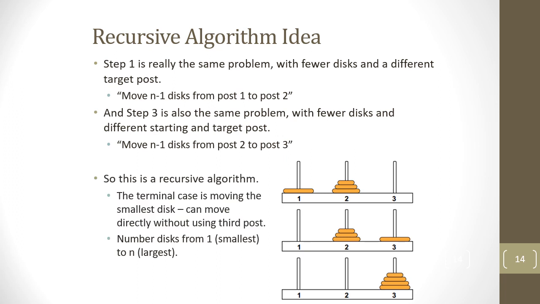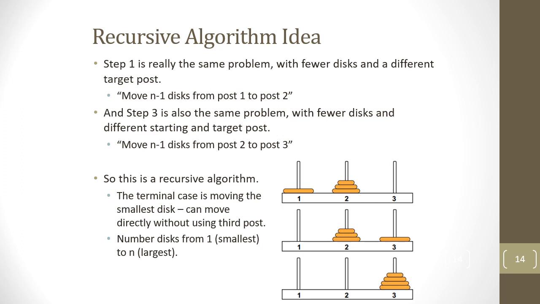So this is a recursive algorithm. The terminal case is moving the smallest disk. We can move that directly without using the third post. And we can label the disks from 1, which is the smallest, to n, which is the largest.